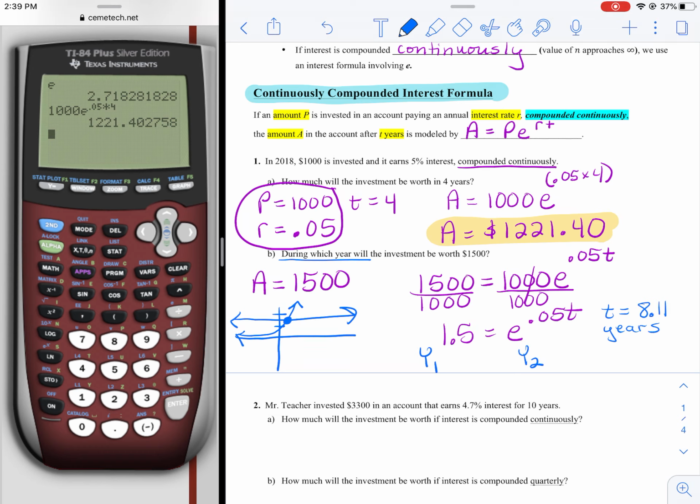The investment was from 2018, so we're going to add 8 to 2018, and the investment is going to reach that amount sometime in the year 2026.